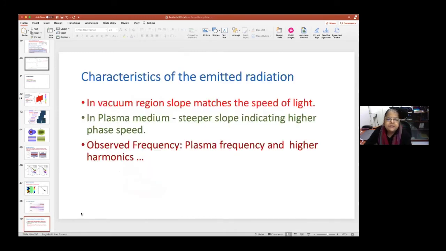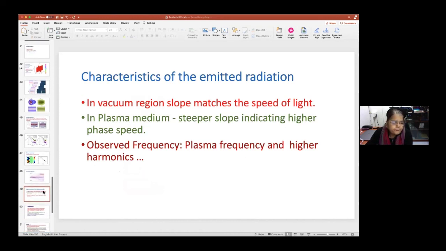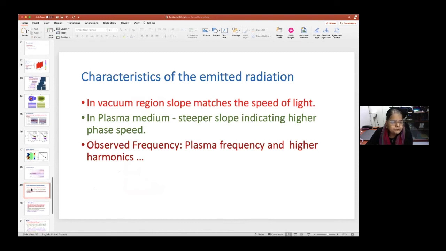So the characteristic of the emitted radiation, as I mentioned, in the vacuum region, the slope matches the speed of light, and in the plasma medium, it's a steeper slope indicating higher phase speed, and the observed frequency typically is the plasma frequency and higher harmonics, as well as some such modes.